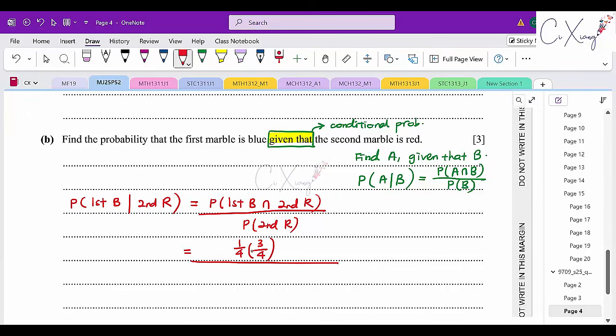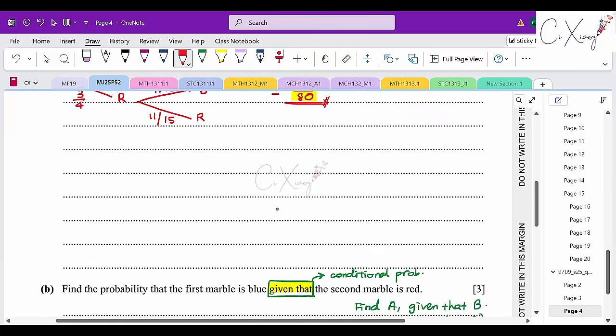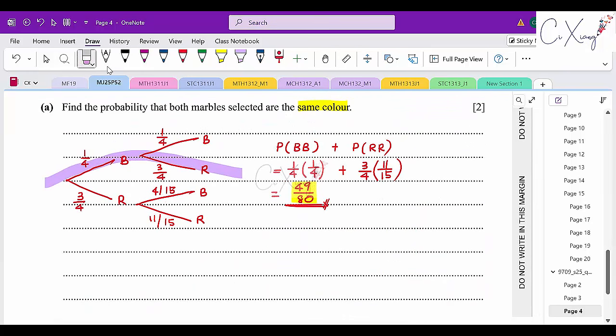And now they said second is red. How to get the probability of second is red? When you're having any tree diagram, when they say second is red, you cannot just consider the probability from the second part of the tree diagram. This is wrong. So you cannot add 3 over 4 and also 11 over 15 together to get the second red probability. It is not correct.